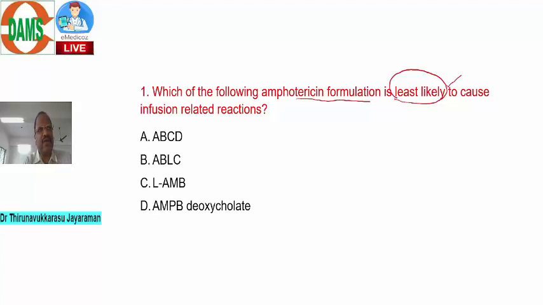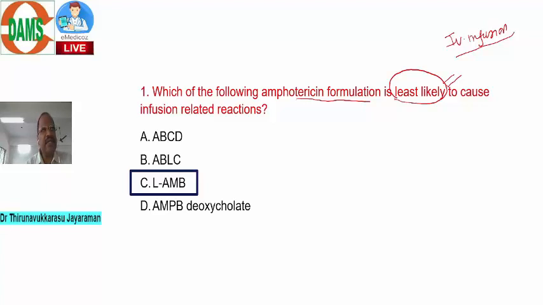See, all the amphotericin B formulations are normally given as IV infusion. When they are given by intravenous infusion, definitely they have a risk of causing fever, chills, rigor, or infusion related reaction. Here the question is, which is least likely to cause this problem? The answer is option C, liposomal amphotericin B.